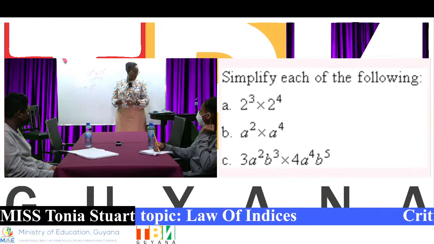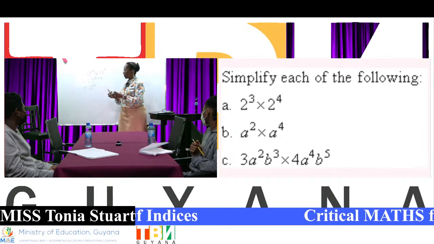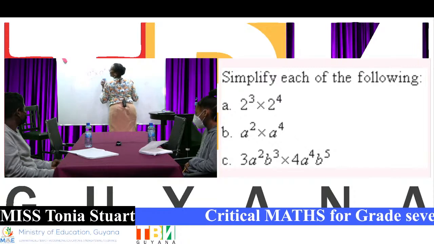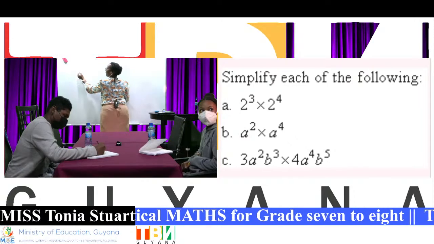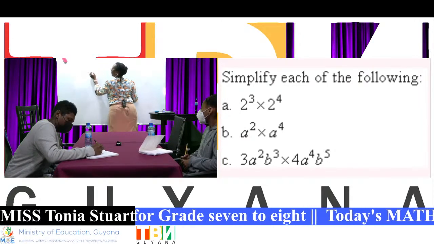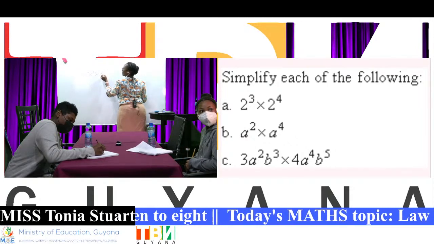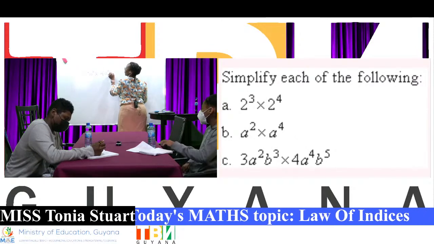Let's look at the last one. 3A to the second power, B to the third power, times 4A to the fourth power, and B to the fifth power.